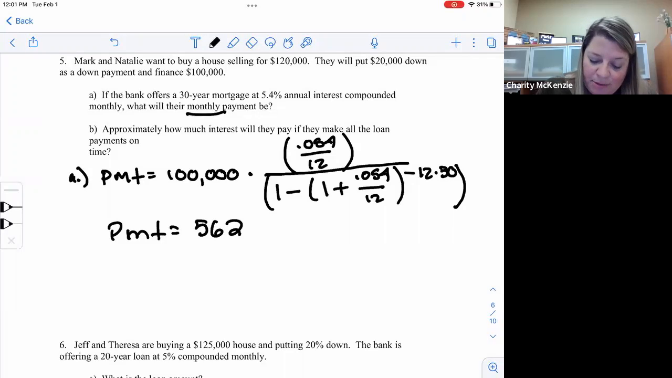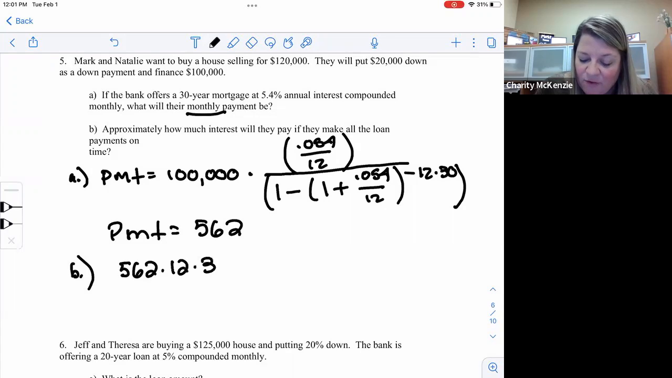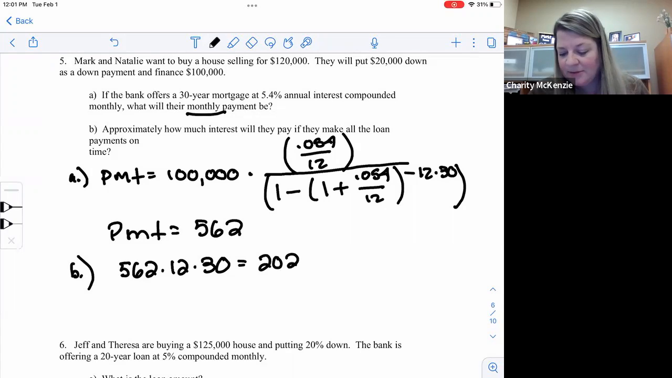Approximately how much interest will they pay if they make all their loan payments on time? So my contribution will be my payment of $562 every single month for 30 years. This is my contribution. So 562 times 12 times 30 is $202,320. All right, I contributed this much money.